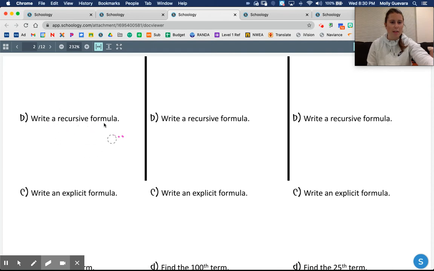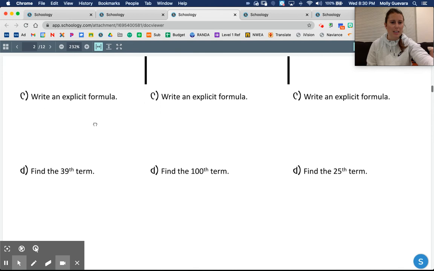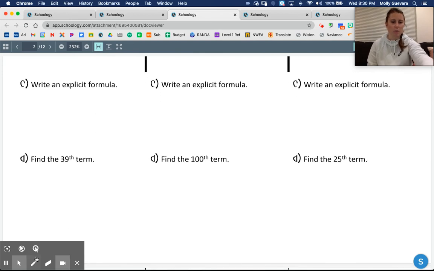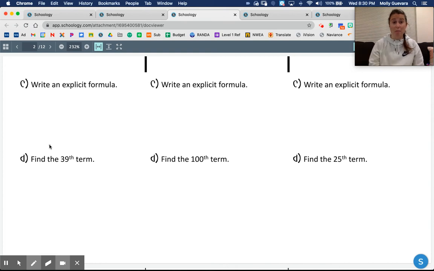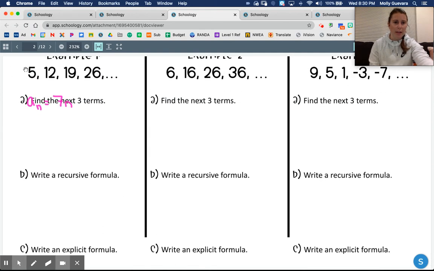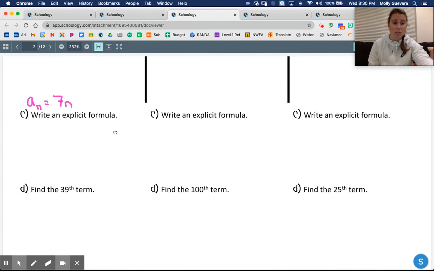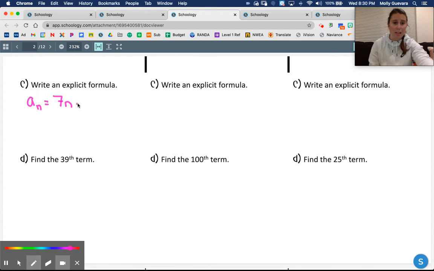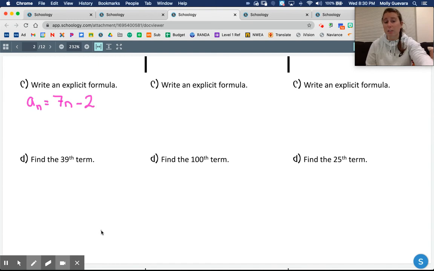Okay, so then for C and D, it says write the explicit formula. Well, again, if I look up above, the explicit formula says, hey, the term is equal to my common difference, my D, which in this case is 7 because I'm adding 7 every time, N. And then I want the 0th term. So I'm going to scroll up real quick. The 0th term, this guy right here, right? So if I subtract 7, my 0th term is going to be -2. And that's my explicit formula.